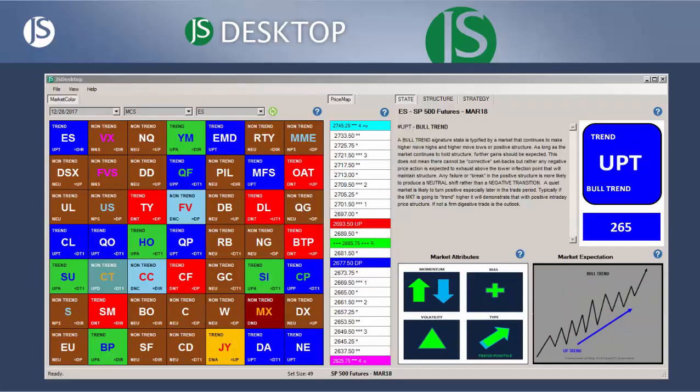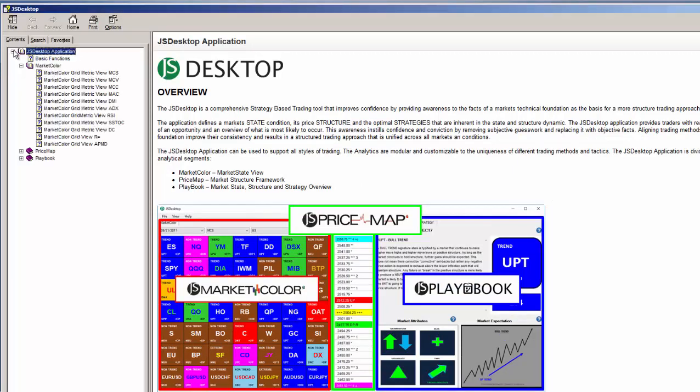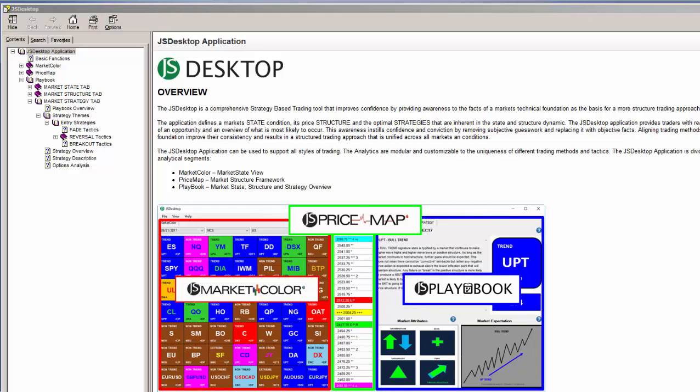The desktop is an awareness tool. The more knowledge you have, the more your market state awareness will improve, along with the frequency of moments of clarity in your trading. Investing time into learning how the analytics work is investing in yourself. The desktop contains an extensive help menu that goes through each section of the desktop: market color, price map, and playbook. Each section blows out into more detail. Every component will improve your awareness as you integrate the analytics into your workflow.